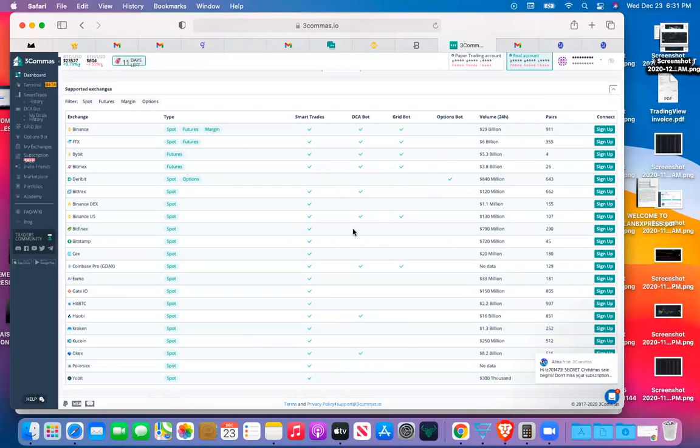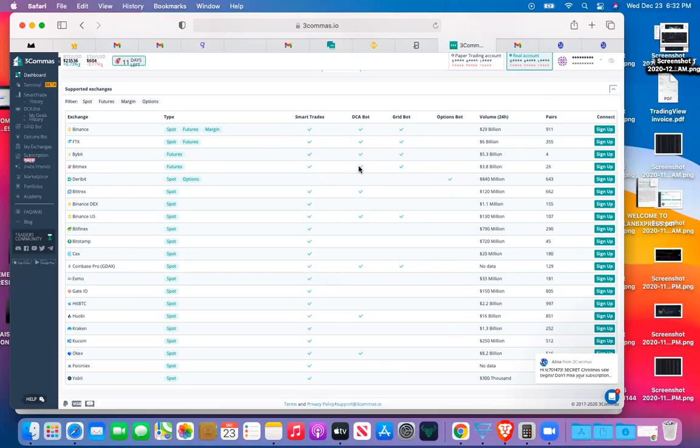The most user-friendly exchange platform with both is actually Binance. You can see spot, futures, and margin trading, and you can set your DCA bot, your smart trade, and your grid bot can be used. And the only place you can trade options is Deribit, so you don't even need to go there right now. But on Deribit, you cannot use smart trade. Every other exchange you can connect and do your smart trade.